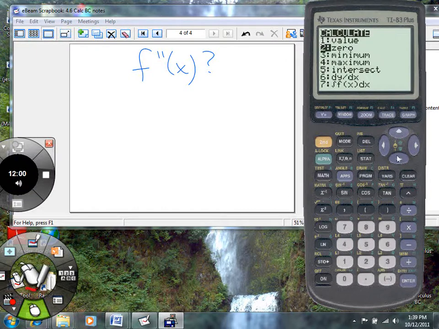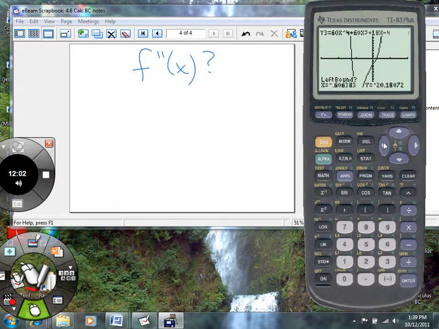So we can calculate the zero. So let's go to the left side of that. Okay, on the left side. Move to the right. And it looks like it's negative 1.23 is where that occurs, that sign change. And it goes from positive to negative. So we see that there's actually an inflection point there. Changes from concave up to concave down.